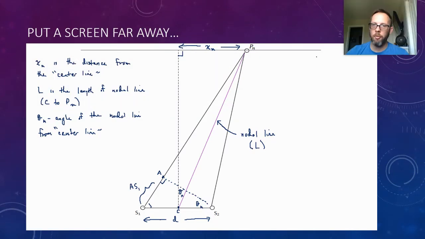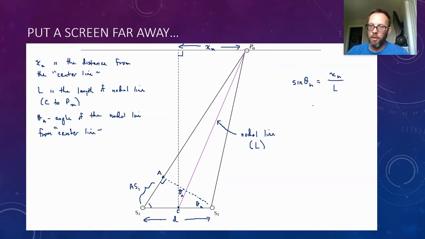We use some trigonometry. Again, the sine of theta n. And this time, instead of looking at the triangle A, S1, S2, we're looking at the triangle formed by C and the two points on the screen far away. The sine of theta n is opposite xn, that distance from the center line horizontally, divided by the hypotenuse, L.